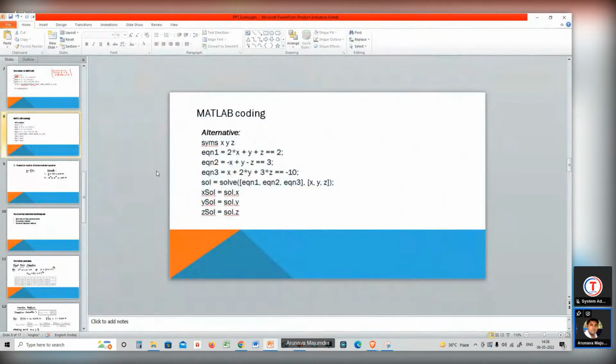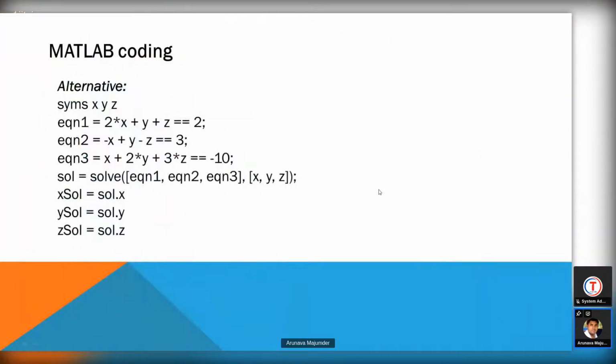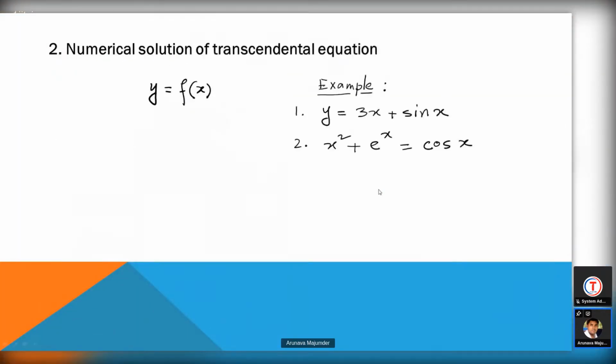So now let's go to the slide again. This is our next topic, the numerical solution of transcendental equation. So what is a transcendental equation? Actually, what is an equation?